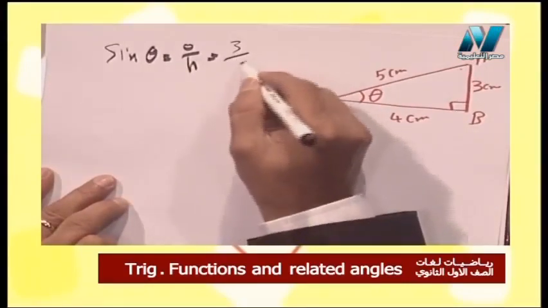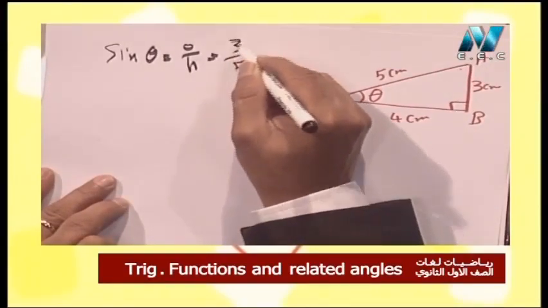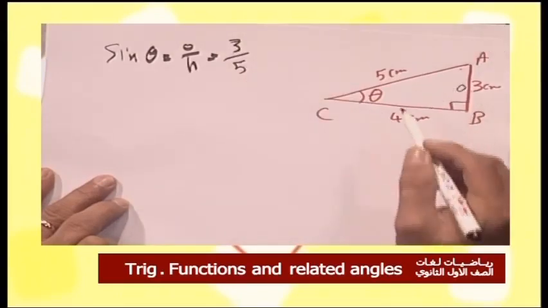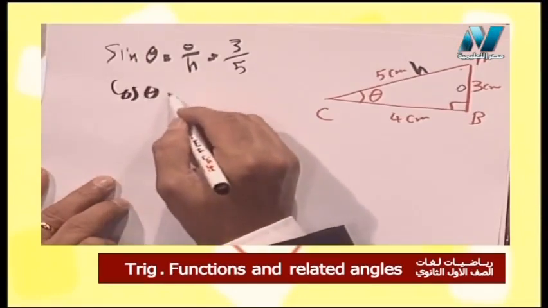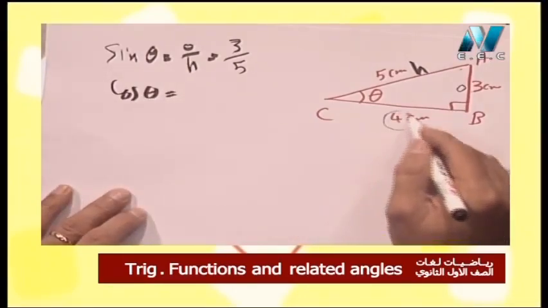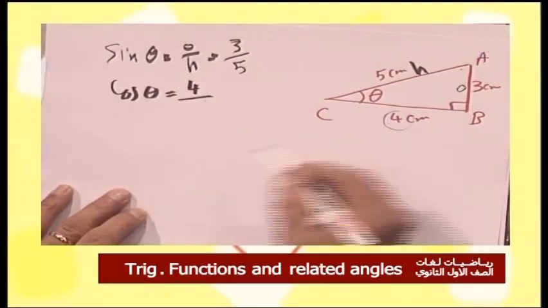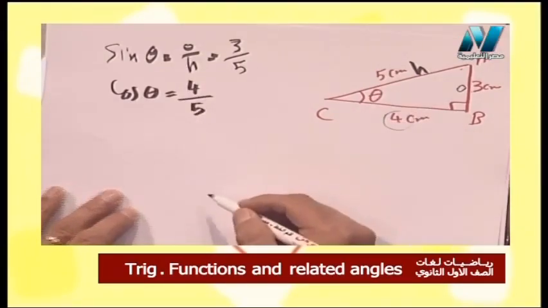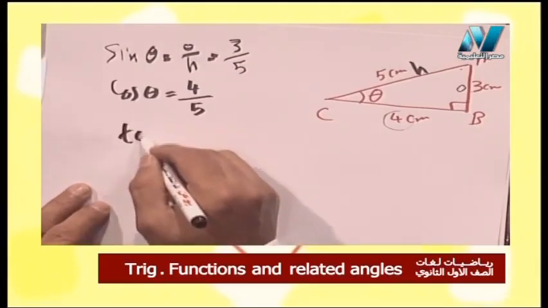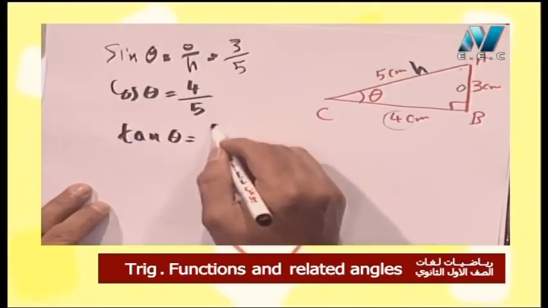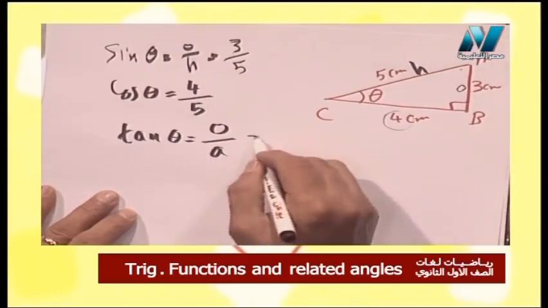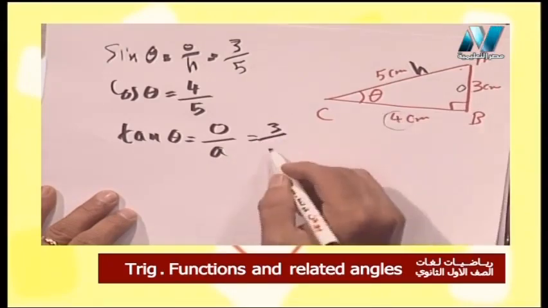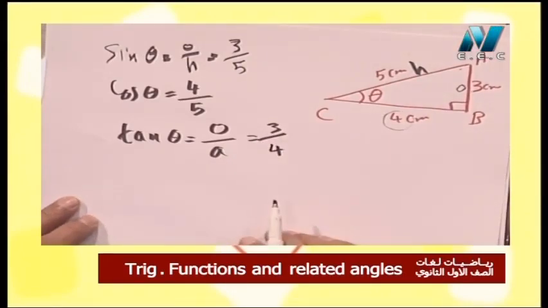3 over 5. Opposite over hypotenuse. And cosine theta equals adjacent, which is 4, over hypotenuse, which is 5. Tan theta equals opposite over adjacent. Opposite here equals 3 and adjacent equals 4. And we try to find its reciprocal.